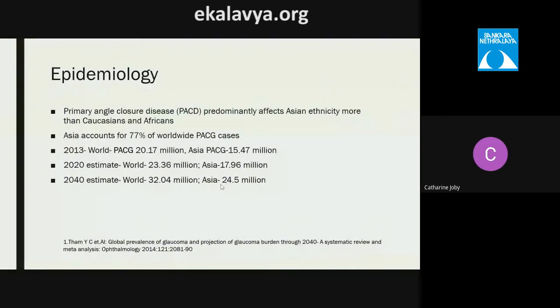Coming to the epidemiology of primary angle closure disease, it predominantly affects the Asian ethnicity more than Caucasians and Africans. In their systematic review and meta-analysis, they concluded that Asia accounts for 77% of worldwide primary angle closure glaucoma cases. In 2013, among 20.17 million primary angle closure glaucoma cases worldwide, 15.47 million were in Asia, and it is estimated that 17.96 million among 23.36 million in 2020 will be in Asia, and in 2040 it will be 24.5 million out of 32.04 million primary angle closure glaucoma cases worldwide.